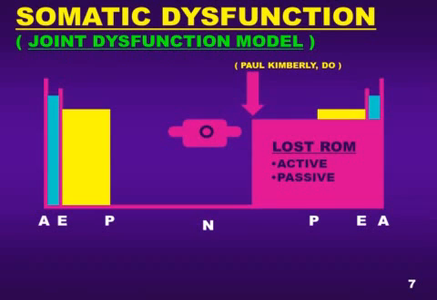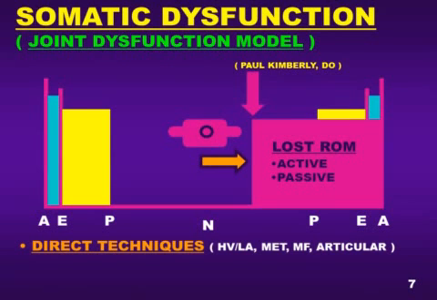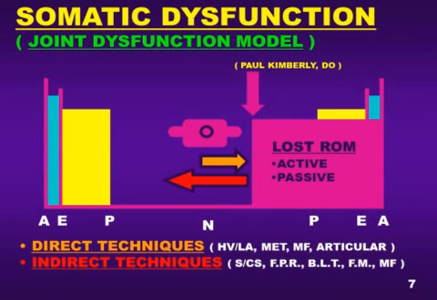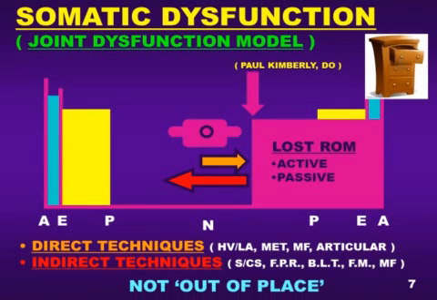technique. Now, when we treat somebody directly, we're going directly against the restrictive barrier and trying to challenge that barrier and to eliminate that barrier. Whereas with indirect techniques, you're going away from the restrictive barrier and trying to change the restrictive barrier with an indirect strategy. So again, it's not out of place.